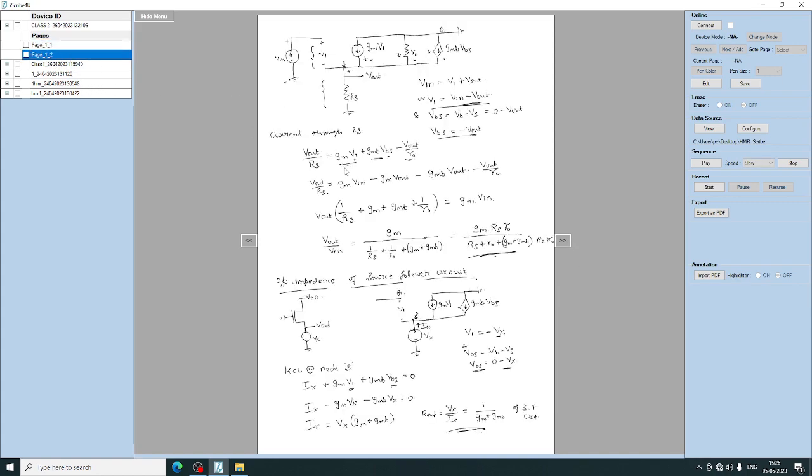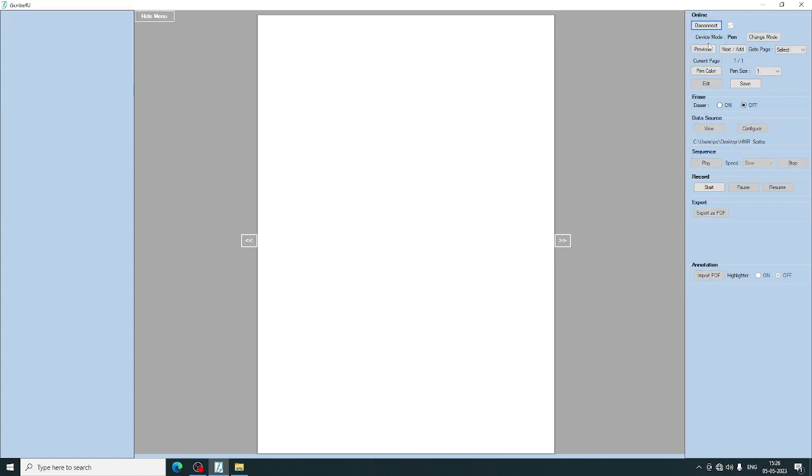And second, we calculated the output impedance of the source follower, which happens to be 1 upon GM plus GMB. Now, continuing with this, we will look at another characteristic, where we plot the gain versus input characteristics of the same source follower circuit. This is gain versus input.